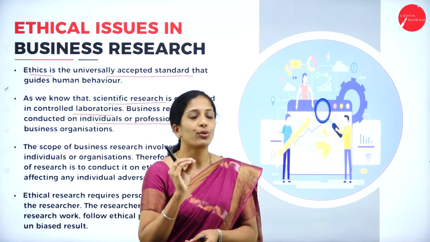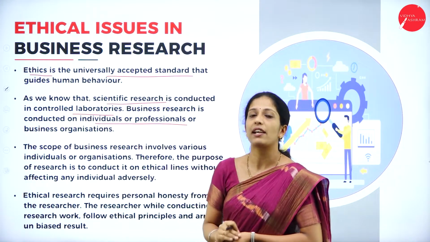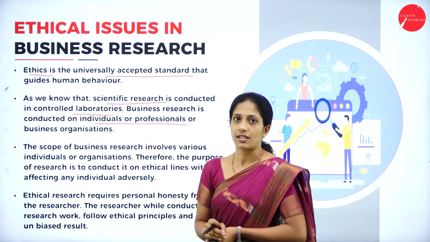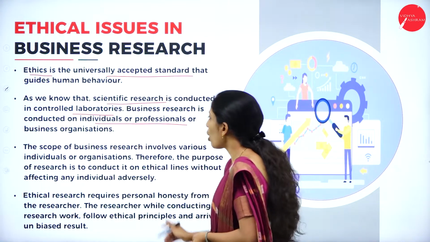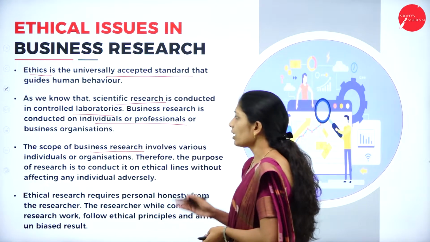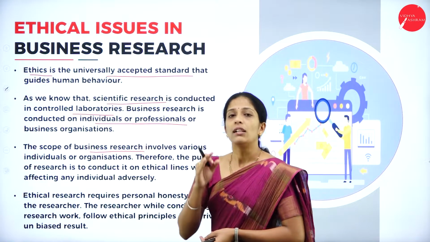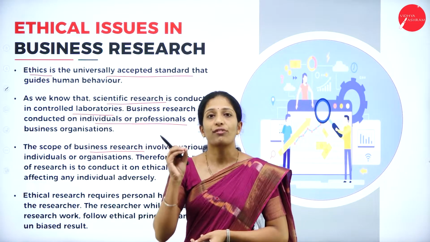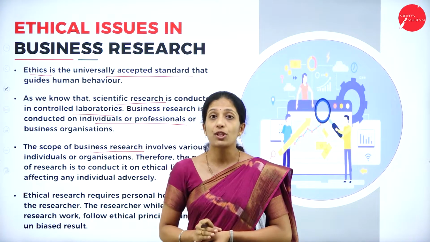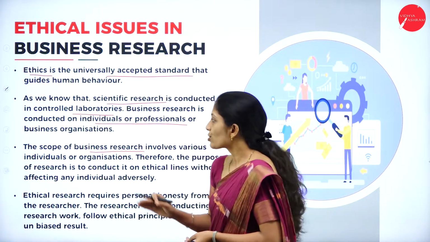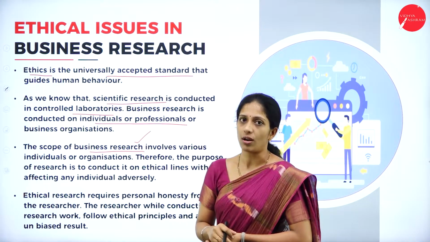In science, if we do an experiment 100 times, we get the exact result. But it is highly impossible in business research because we always deal with human behavior. The scope of business research involves various individuals or organizations. We know the nature as well as the significance of each and every organization is different. At the same time, the nature of individuals is also different.